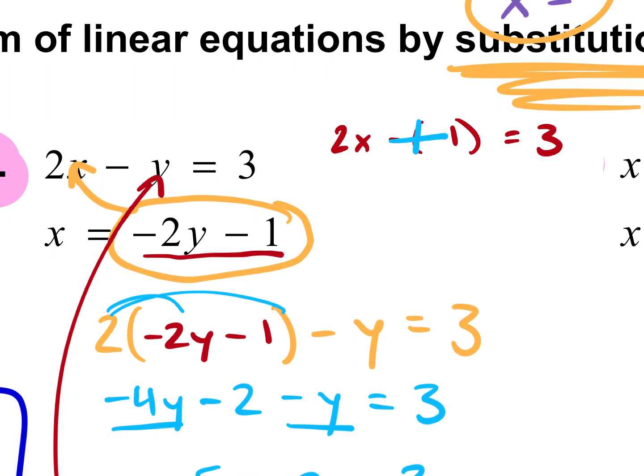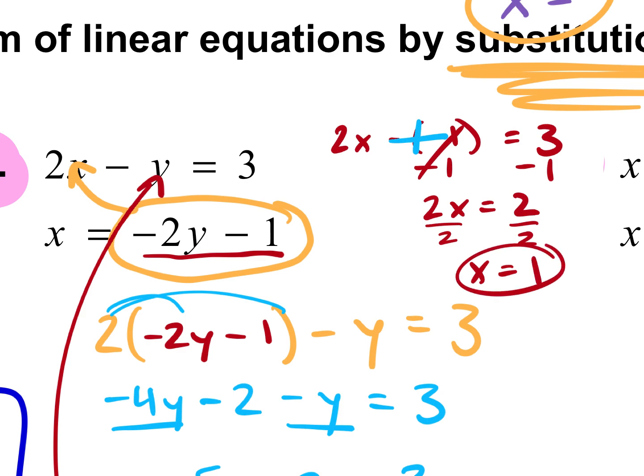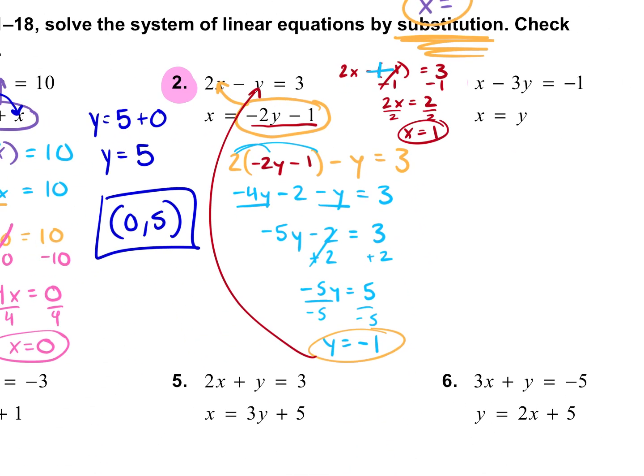What would I do next? Subtract 1 on both sides. So 2x is equal to 2. And then what? Divide by 2. So what does x equal? 1. How would I write my answer? 1 comma negative 1. Perfect. Always your x and then your y.